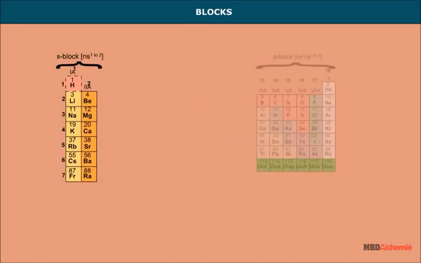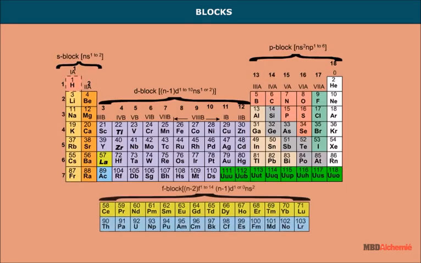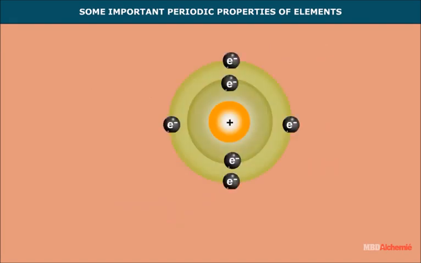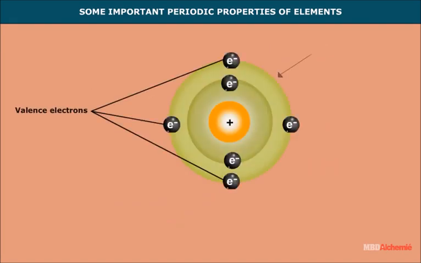The periodic table is classified into 4 blocks on the basis of filling of valence electrons in orbitals. These are S block, P block, D block and F block. Valence electrons. The number of electrons present in the outermost shell, the valence shell, are called valence electrons.